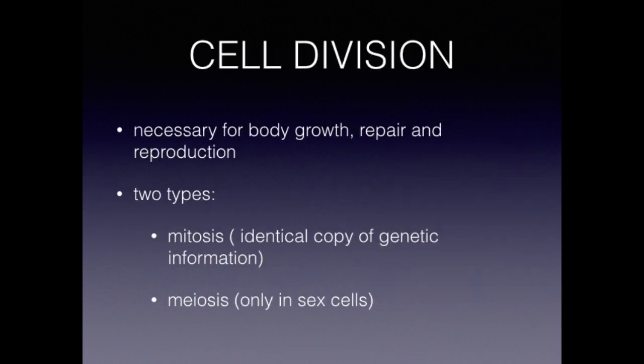So those were the transport systems, and now we'll just briefly look at how cells divide. Cell division is necessary for body growth, repair, and reproduction. And there are two types of cell division. Mitosis, which is pretty much all of the cells of the body divide by mitosis, except our sex cells, and they divide by meiosis, just a different term.